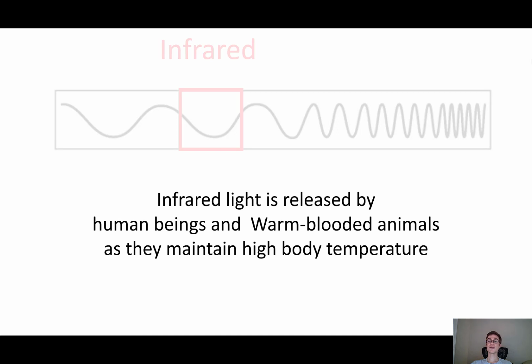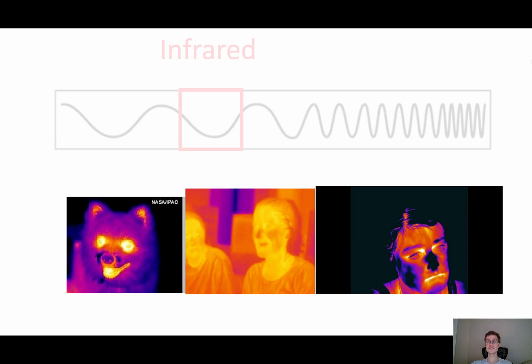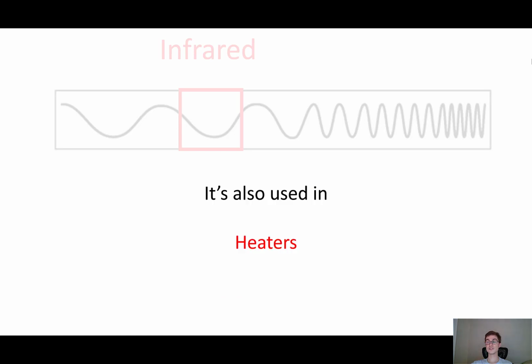Infrared light is released by human beings and warm-blooded animals as they maintain a high body temperature. As a result, infrared radiation is used in night vision and heat sensors. If you've ever seen something like this, maybe you saw the movie The Predator, or you've just seen a night vision camera or a heat vision camera, it works because it picks up infrared light. So these are all infrared pictures. It's also used in heaters, because infrared radiation can warm up your body.